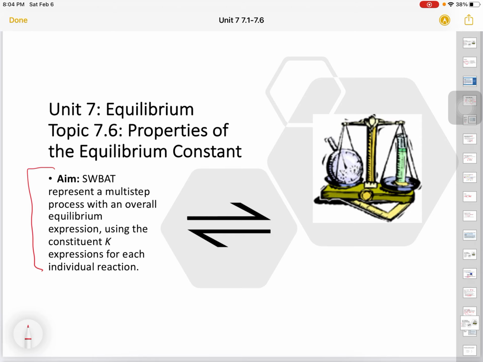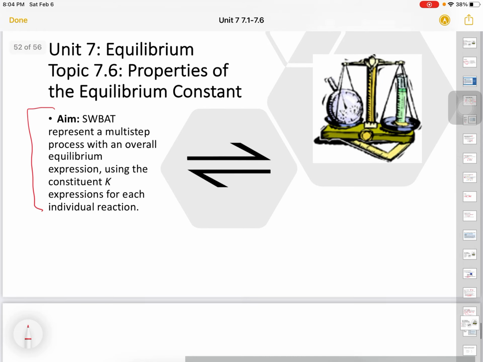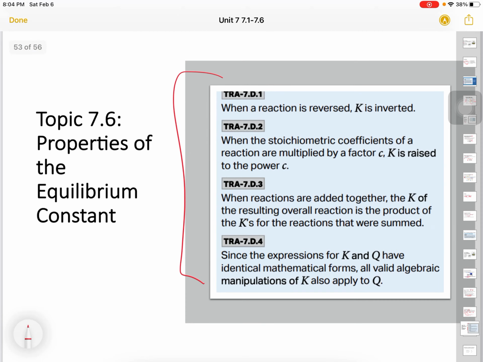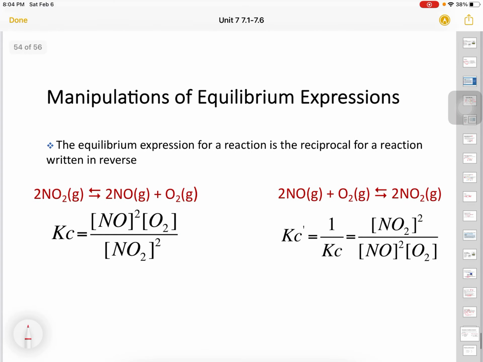We'll do more in class to practice, but this is just to give you what you need to do. This is basically it. If you reverse a reaction, you have to invert K, so it would be 1 over K. If you multiply a reaction by a certain value, you would raise K to that same power. If you add reactions together, their individual K values would be multiplied. And if you were dealing with Q instead of K, the same manipulations would apply.